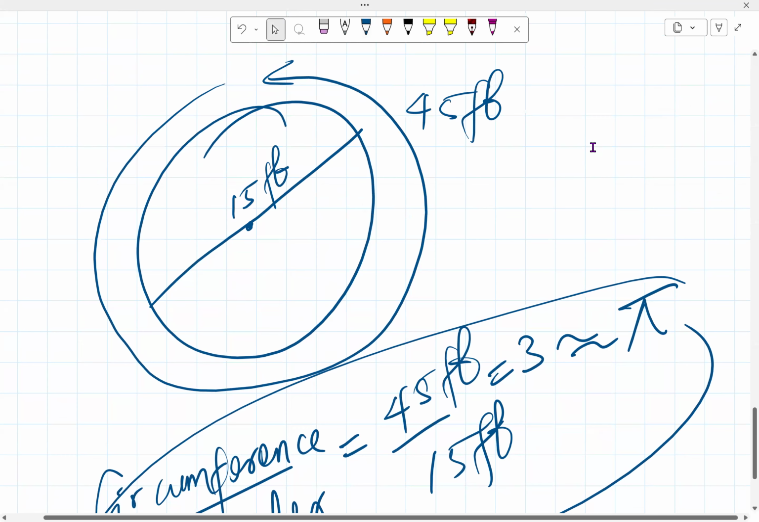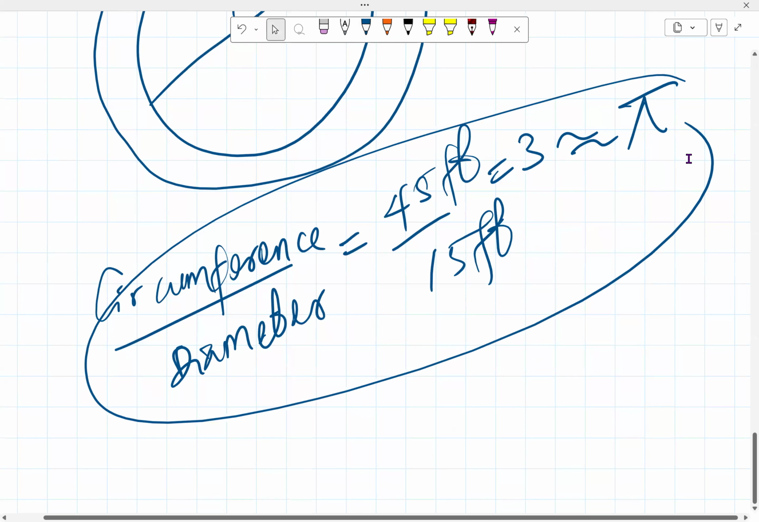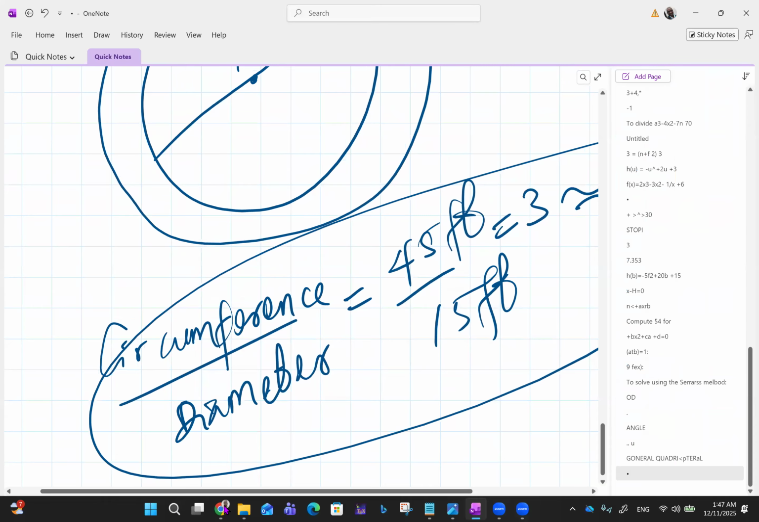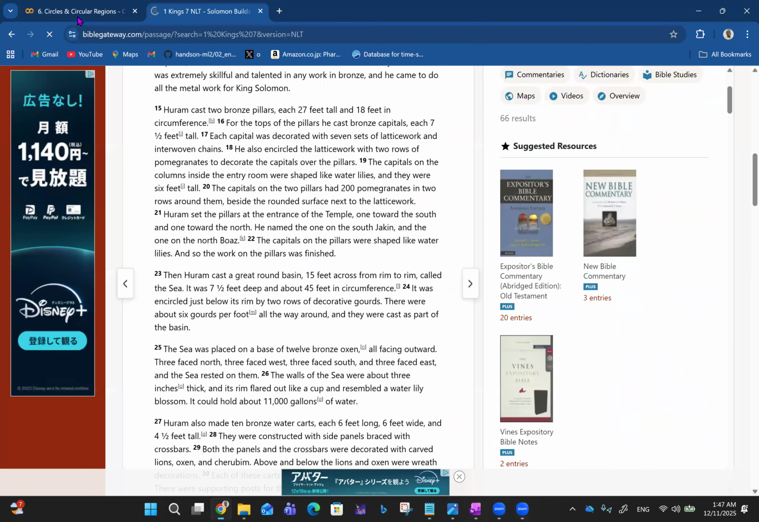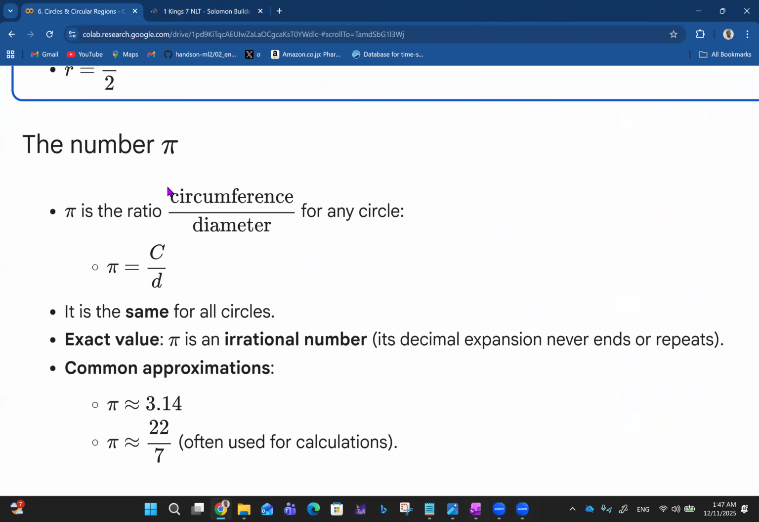So in any translation you look at it, the Bible inadvertently established the whole idea of pi, the fact that the ratio of the circumference to diameter for any circle is c over d. So it is the same for all circles. The ratio of the circumference to the diameter of any circle is about 3.